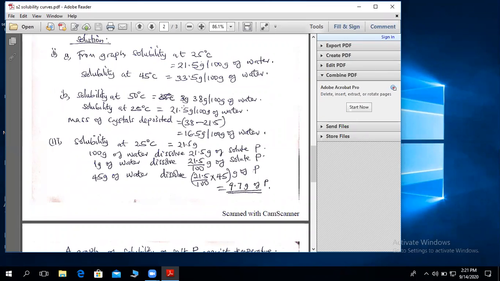So I think this is okay to you now. So mass of crystals deposited when a solution is cooled from 50 to 25 degrees centigrade, we agreed you just subtract. So it will be 38, which is for 50. We subtract 21.5, which is for 25. And my answer ended up being 16.5. It is the same question that I asked you in the assignment. I want you to use your graph and hand in.